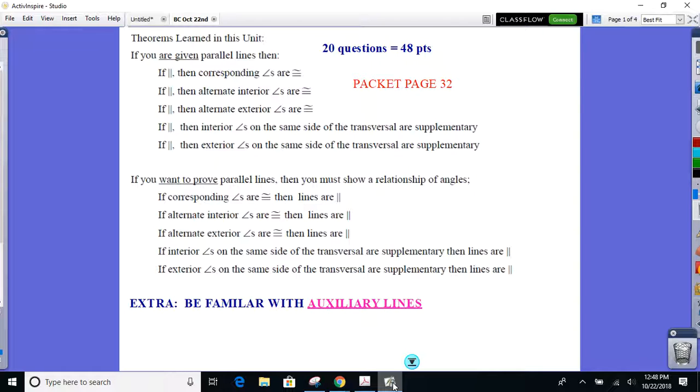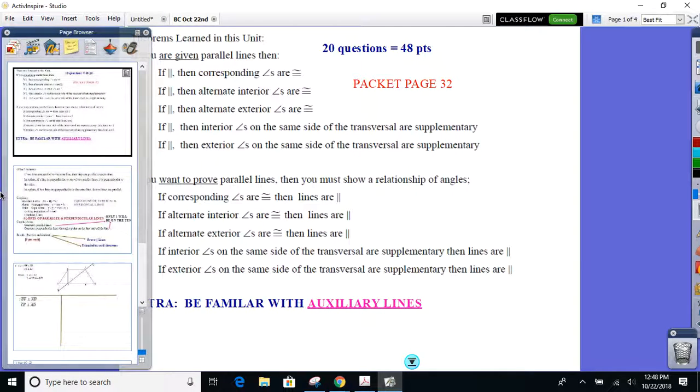All right, so look back. There's one example definitely in your packet, and I believe we did another one for homework that night. So make sure you're familiar with auxiliary lines tomorrow. Okay, what else going into tomorrow? There's some other things I need you to jot down that I did not write in that review sheet there.